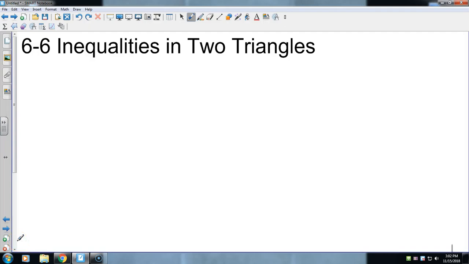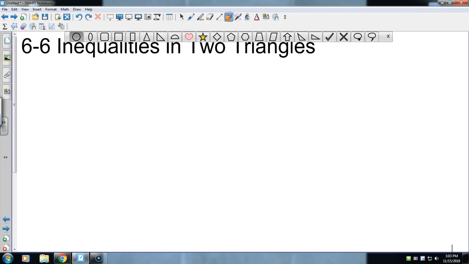Okay, geometry. This is the last section of the chapter, chapter 6, section 6, inequalities in two triangles. So we looked at our indirect proof in the last section, and we could tell that the longest side was opposite the greatest angle, and vice versa for the smallest angle and middle angle. So now we're going to compare two different triangles.